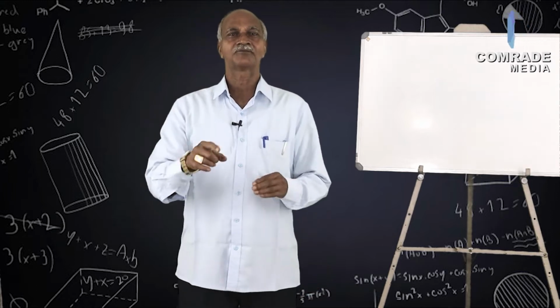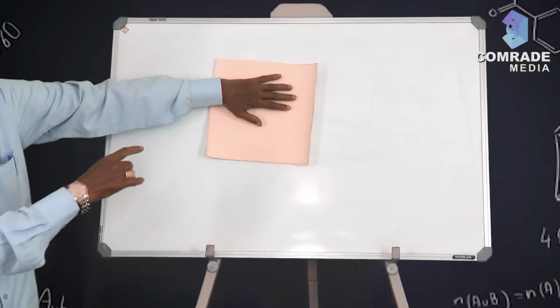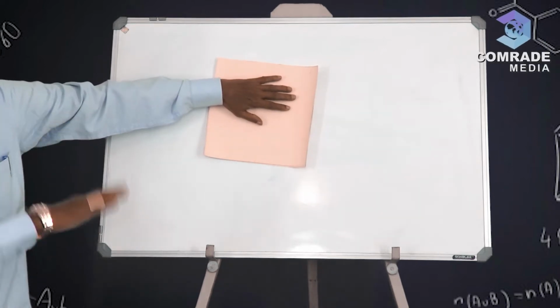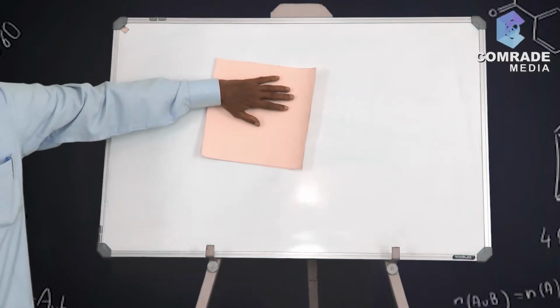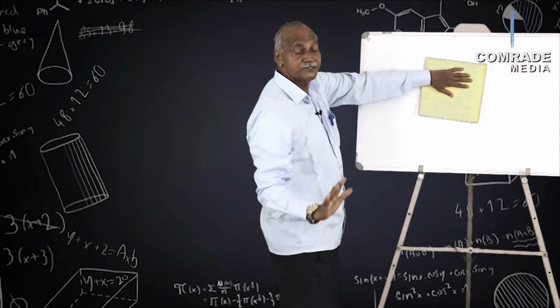Last time I had given one problem. By making use of this square, you have to make a pot. A square becomes a pot. How? See, in this square, all the four sides are equal.